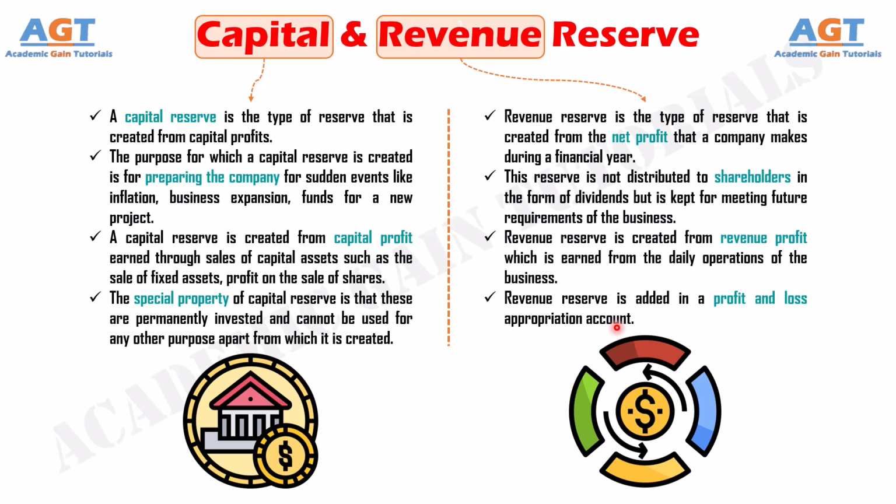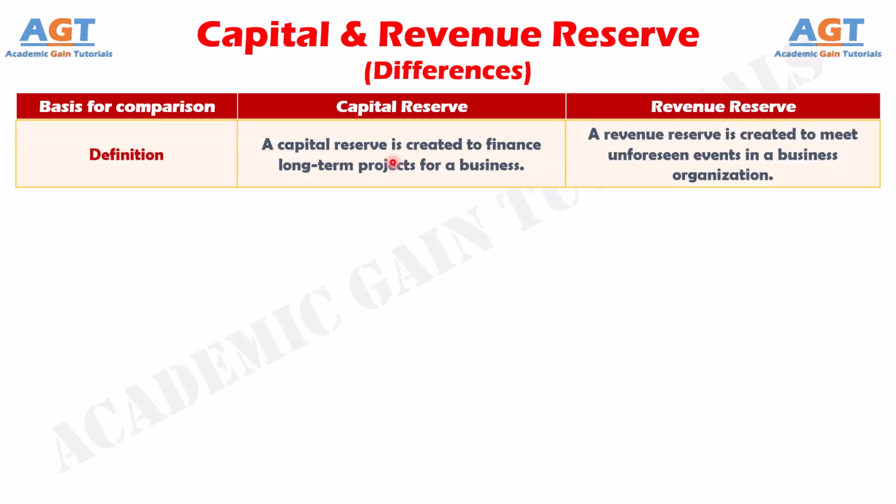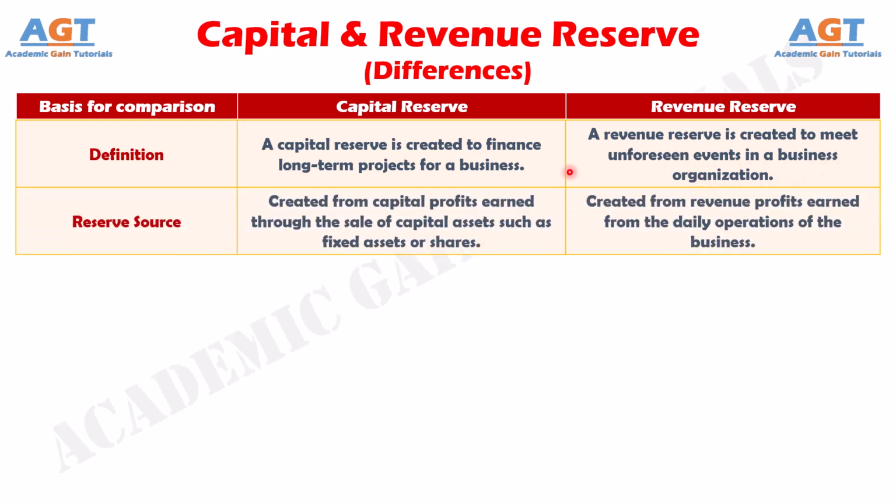So, let's look into the basic differences between capital reserve and revenue reserve in a tabular form. Difference number 1. A capital reserve is created to finance long-term projects for a business, whereas a revenue reserve is created to meet unforeseen events in a business organization. Number 2. A capital reserve is created from capital profits earned through the sale of capital assets such as fixed assets or shares, whereas a revenue reserve is created from revenue profits earned from the daily operations of the business.